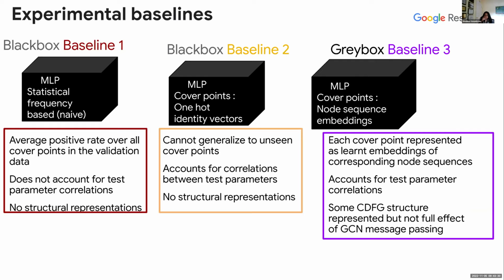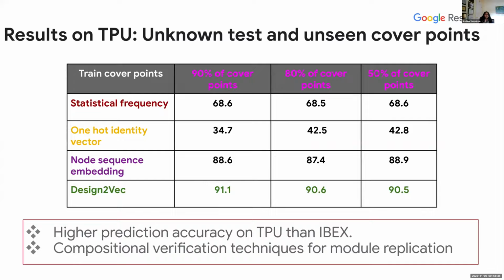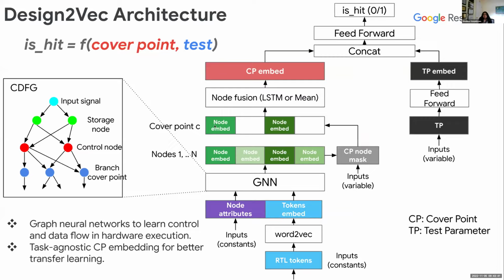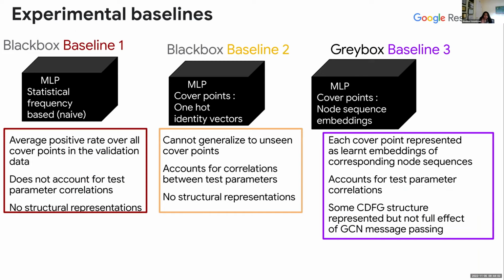So in the third case, in this architecture, the embeddings that we generate here are not going to go through a graph neural network. The actual node embeddings would just be run through an LSTM or something, and that sequence of embeddings is what we provide. Those are the three different baselines that we used.